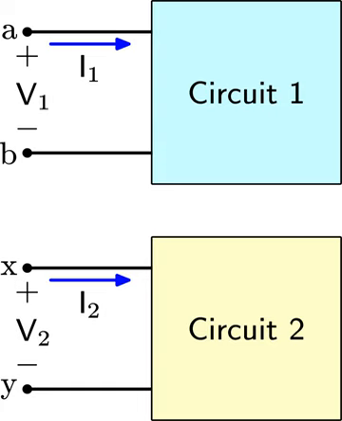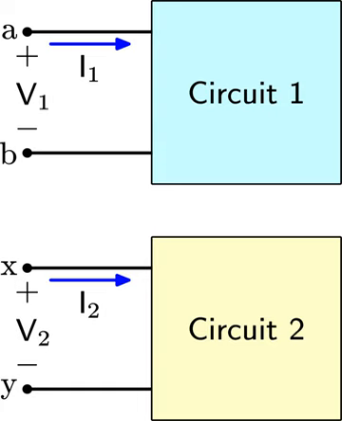Nodal analysis: the number of voltage variables, and hence simultaneous equations to solve, equals the number of nodes minus one. Every voltage source connected to the reference node reduces the number of unknowns and equations by one. Mesh analysis: the number of current variables, and hence simultaneous equations to solve, equals the number of meshes. Every current source in a mesh reduces the number of unknowns by one.